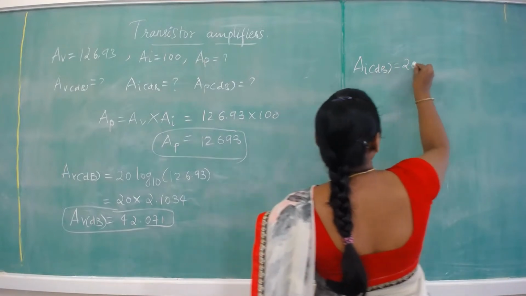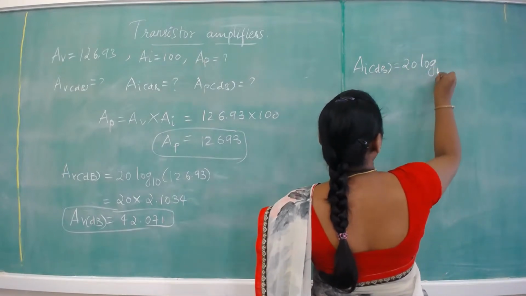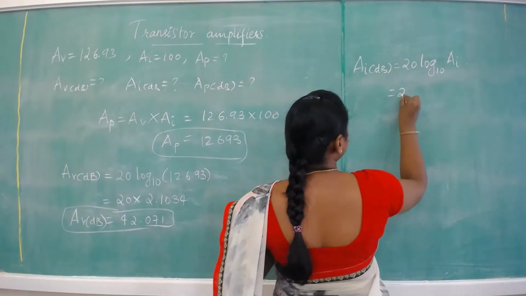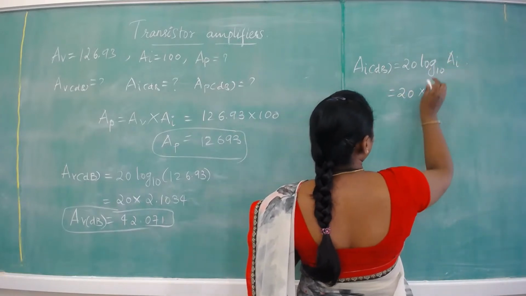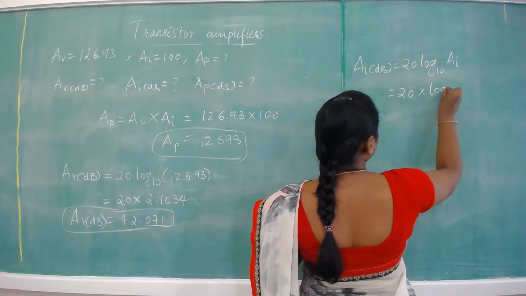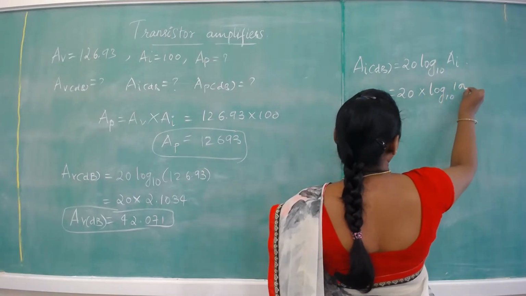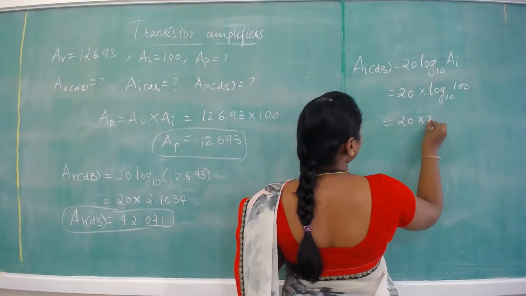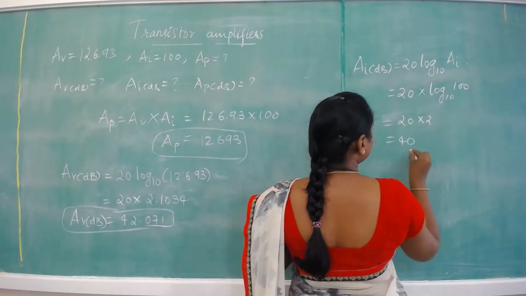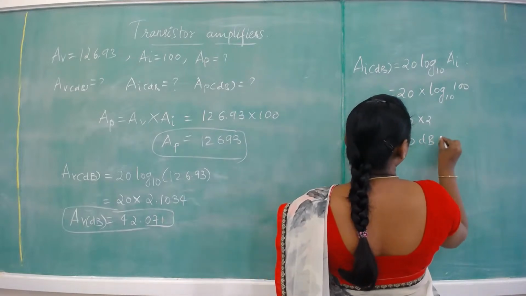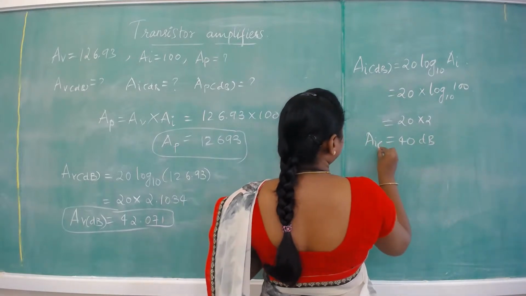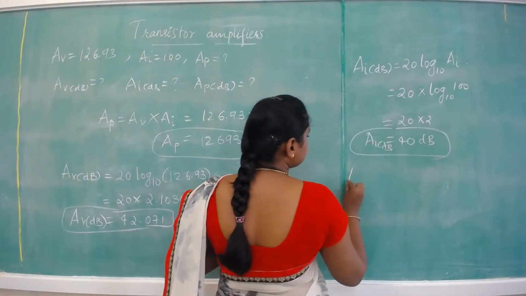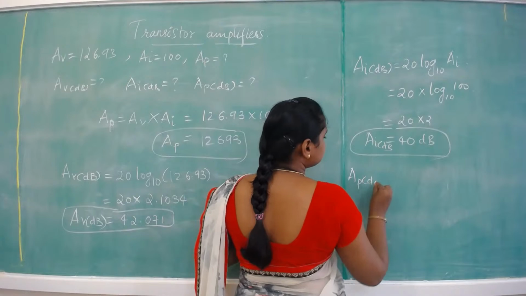So what is the formula? 20 log to the base 10 of AI. And what is AI? It is 100. Log to the base 10 of 100, and log 100 is just 2. So this is going to give you 40 dB. AI in terms of dB. Next, what they are asking, AP in terms of dB.